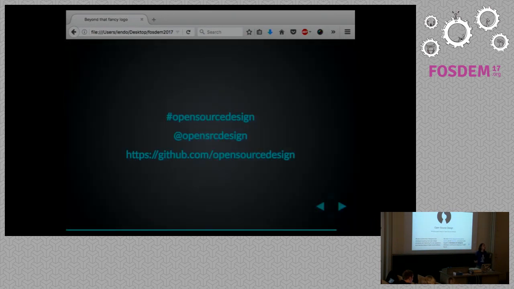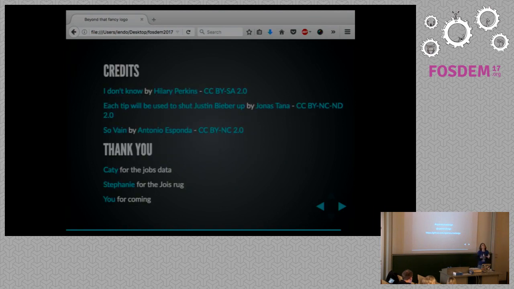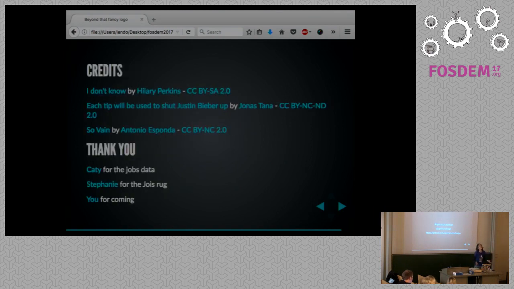So, if you are a developer who wants to introduce user-centered practices in their project, or you're a visual designer who wants to contribute to your project beyond making logos or color palettes, get in touch. We want to hear from you.